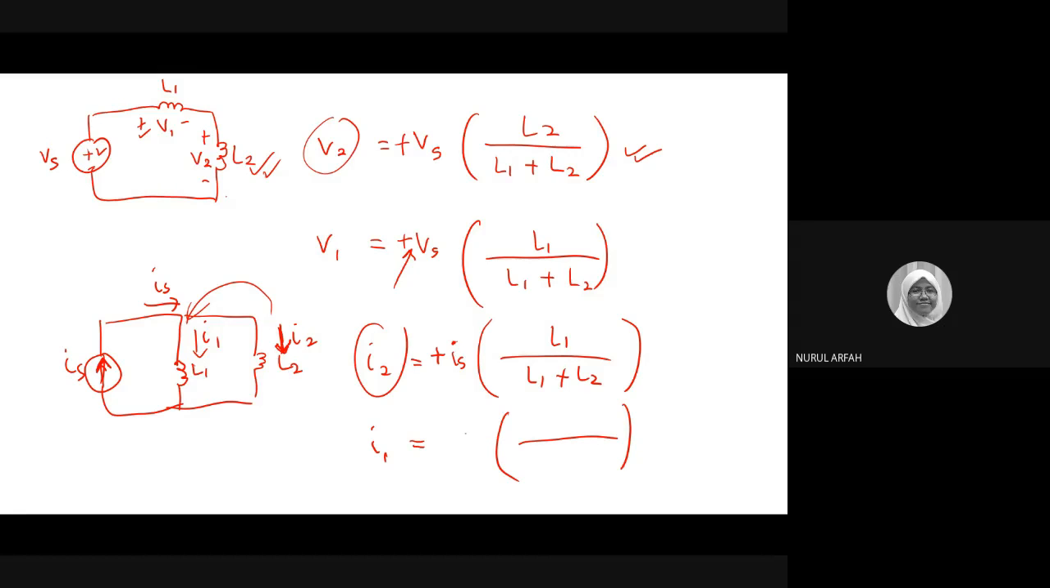Can you guess? IS. Yes. And then? L2. Yes, L2. And then? I1 plus L2. Yes, very good. And then the sign? Positive. Yeah, very good. Okay. All right. So in conclusion, keep.